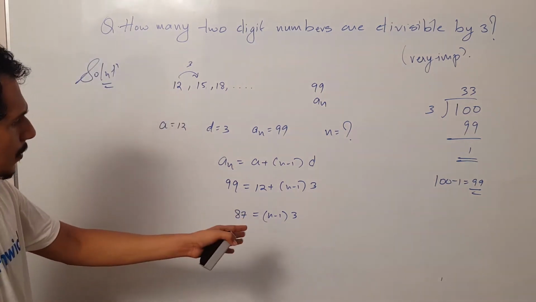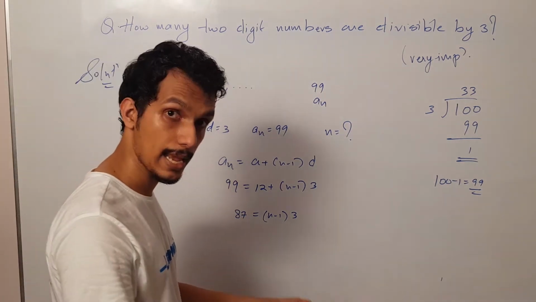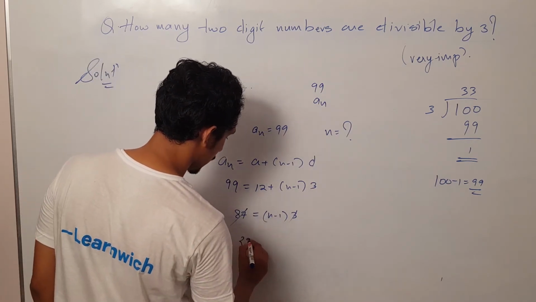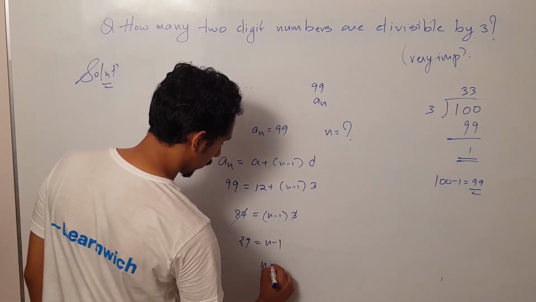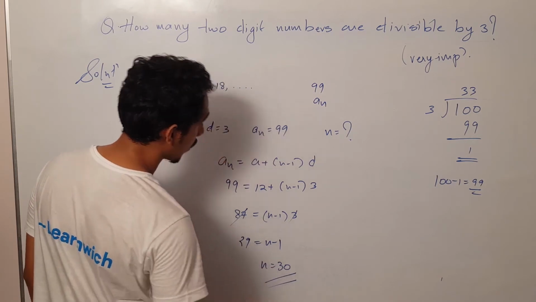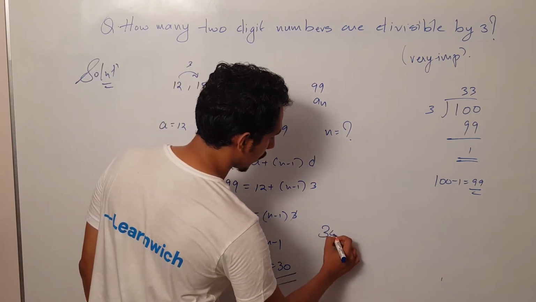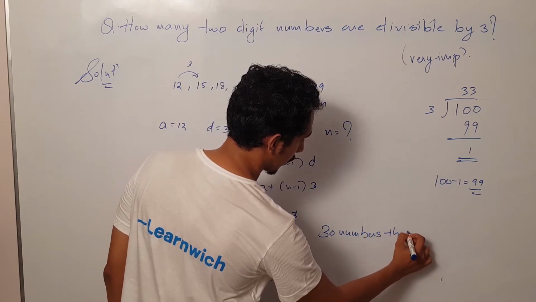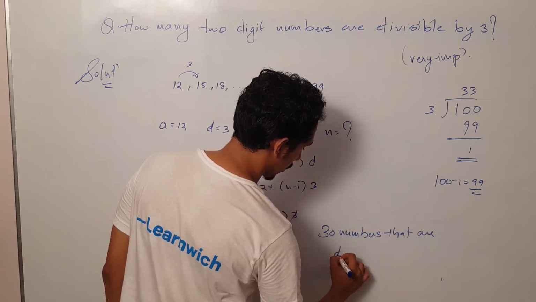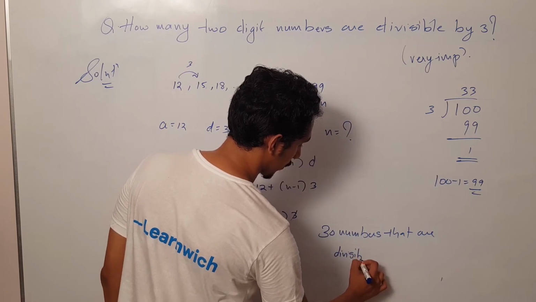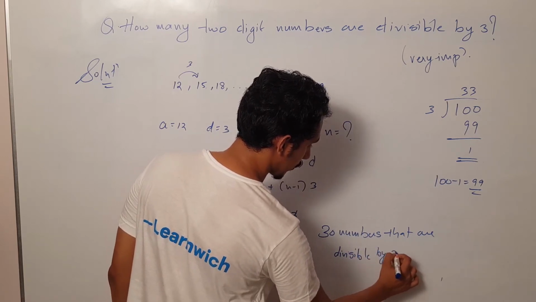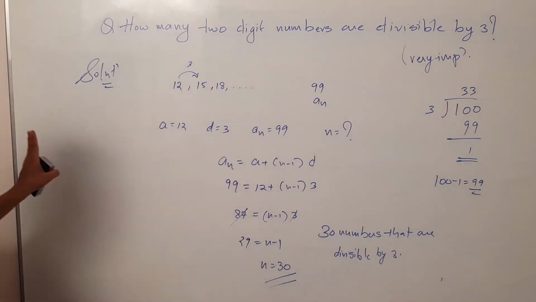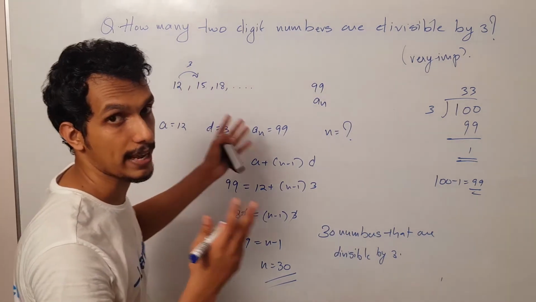Is 87 divisible by 3? Let's see, 8 plus 7 is 15. Yes, it is divisible by 3. When you cancel, you get 3 2s are 6, 9, n minus 1. So n is equal to 30, which means there are 30 numbers that are divisible by 3. As simple as that. Take your time to note everything. We will move to the next question.